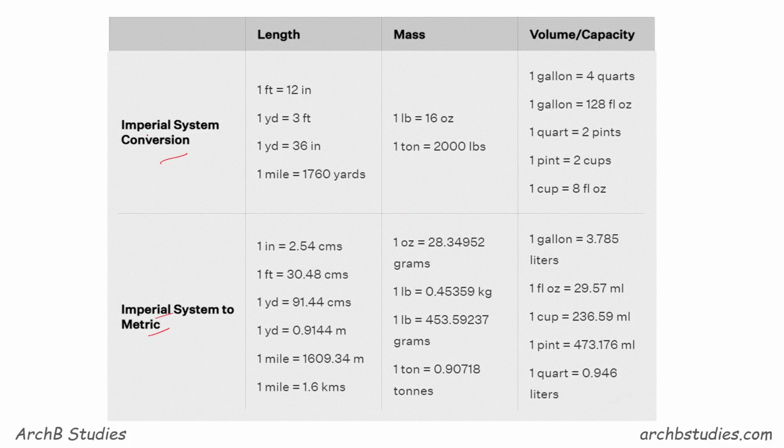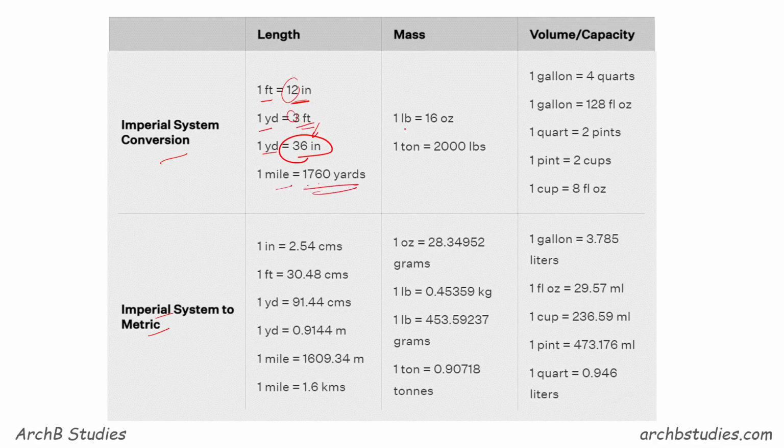In the imperial conversion, if you want to convert 1 foot into inches, there are 12 inches in 1 foot. In 1 yard, there are 3 feet. In 1 yard, there are 36 inches. That is how, if you multiply 12 with 3, you will get 36 inches. Similarly, in 1 mile, there are 1760 yards.